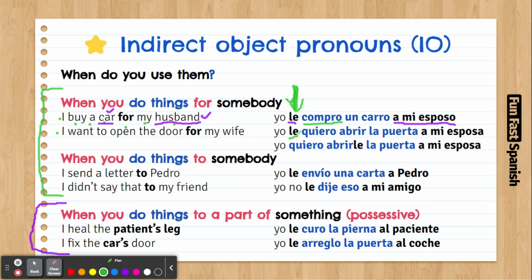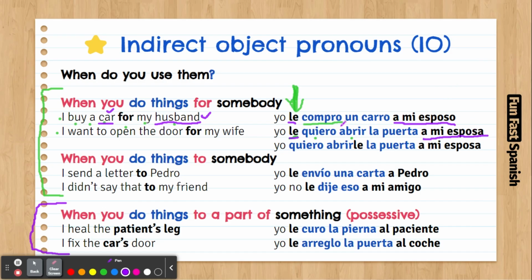Yo le quiero abrir la puerta. ¿A quién? A mi esposa. Awesome. A mi esposa. So yo le quiero abrir la puerta a mi esposa. Yeah. It's like I want to open her the door to my wife.